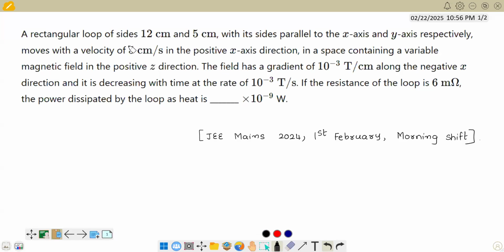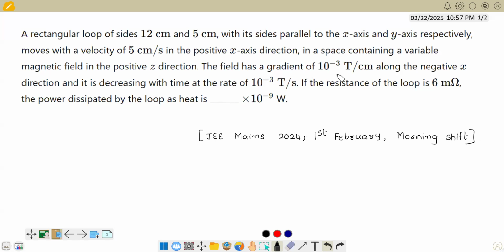Hello student, the question says a rectangular loop of side 12 centimeter and 5 centimeter with its sides parallel to the x-axis and y-axis respectively moves with a velocity of 5 centimeter per second in the positive x direction in a space containing a variable magnetic field in the positive z direction.